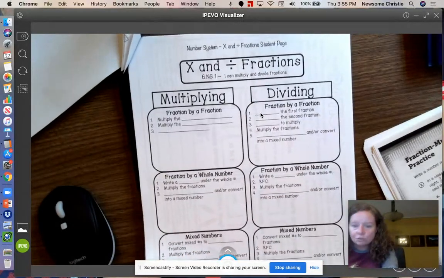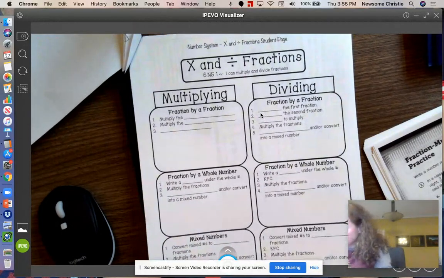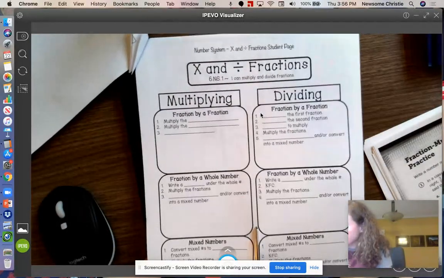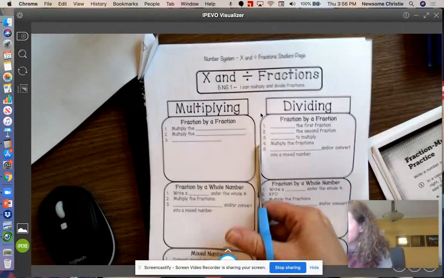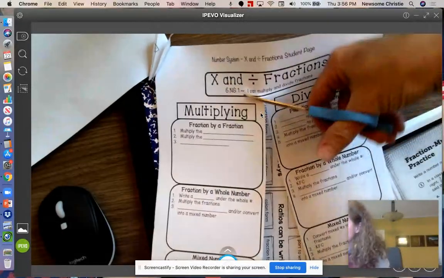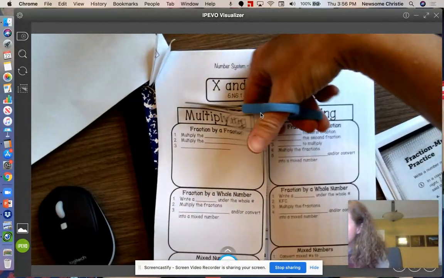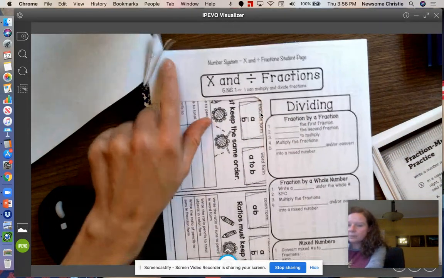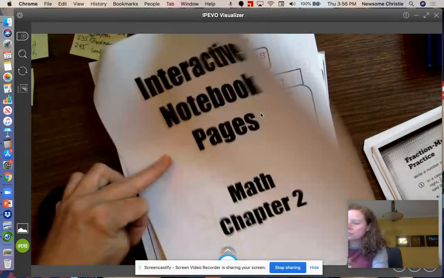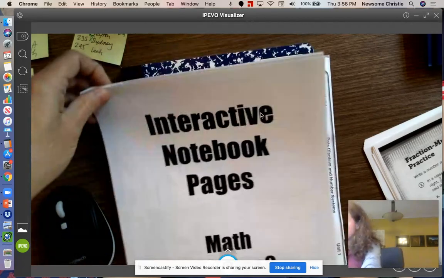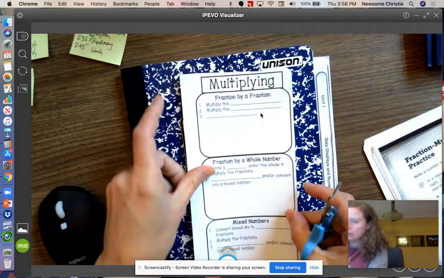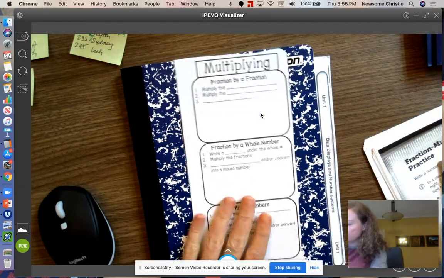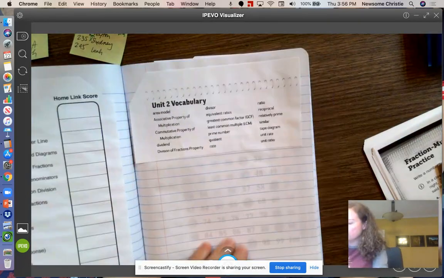So I want you to carefully cut out the multiplying. So I'm going to go up the middle, and I'm going to go across. And you'll notice I'm going to leave that stapled in, and I'm going to leave division in there. So that is all we need out of this packet today. And here, this little half sheet on multiplying is what we're going to put in our notebook.